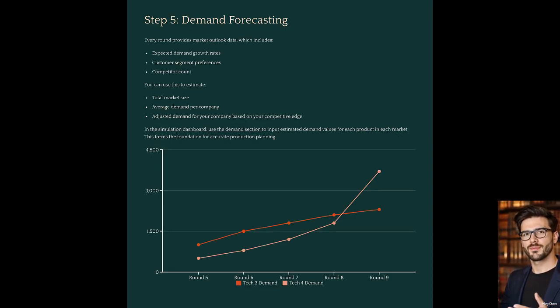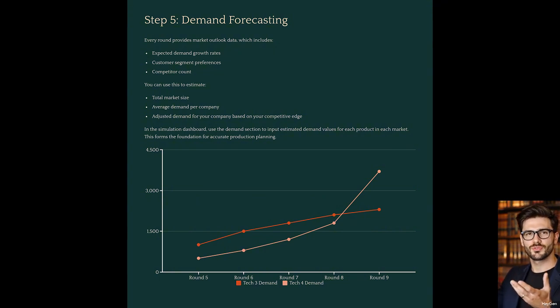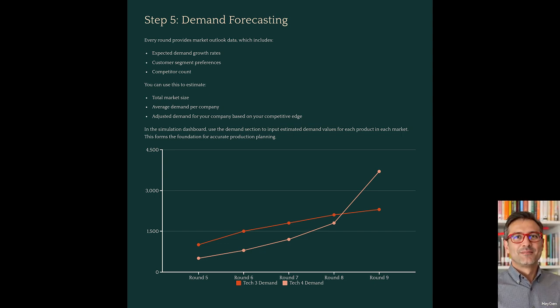Step 5. Demand forecasting. Every round provides market outlook data, which includes expected demand growth rates, customer segment preferences, competitor count. You can use this to estimate total market size, average demand per company, adjusted demand for your company based on your competitive edge. In the simulation dashboard, use the demand section to input estimated demand values for each product in each market. This forms the foundation for accurate production planning. Step 6. Production planning.